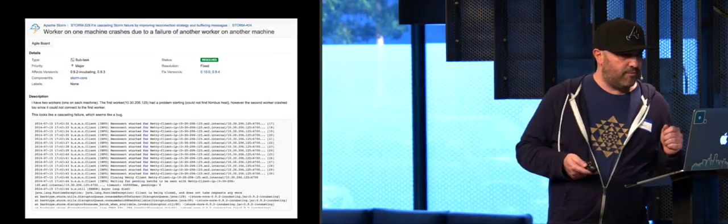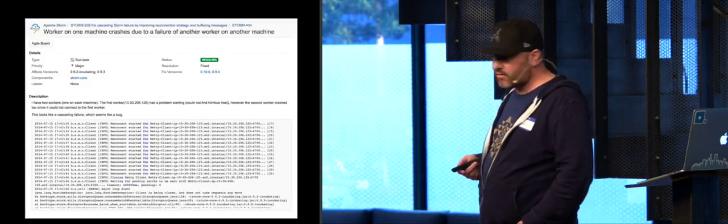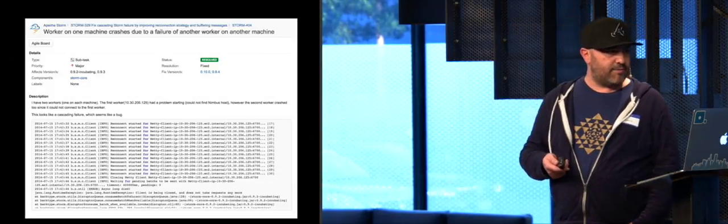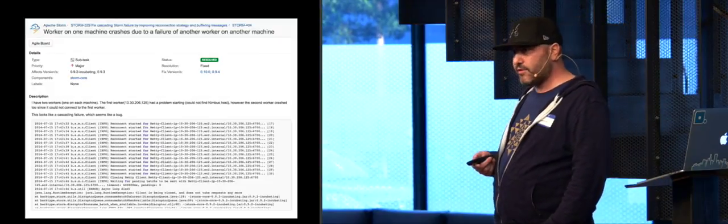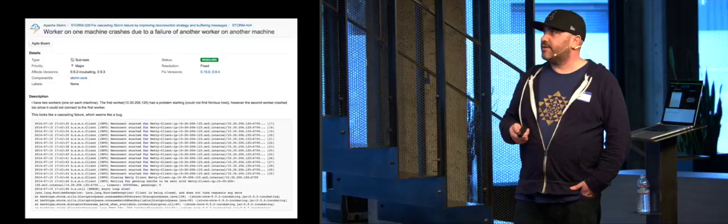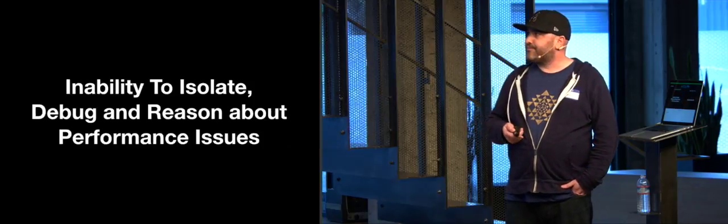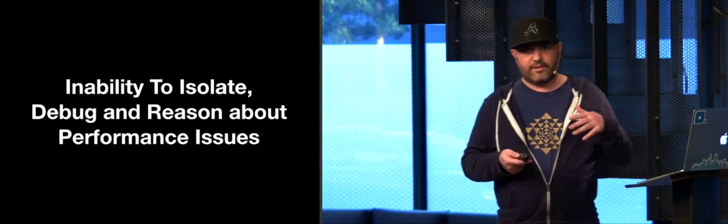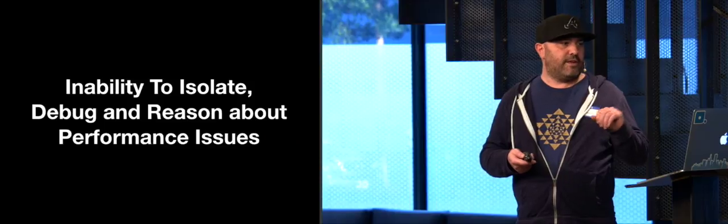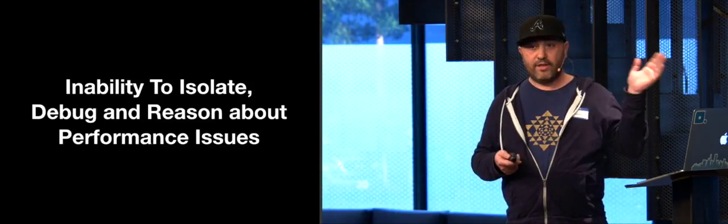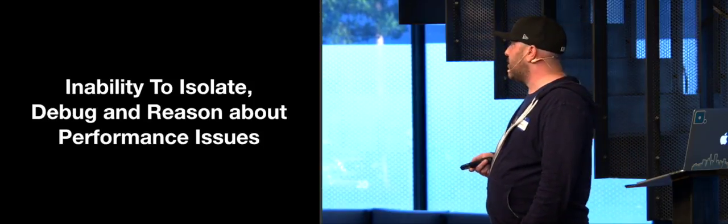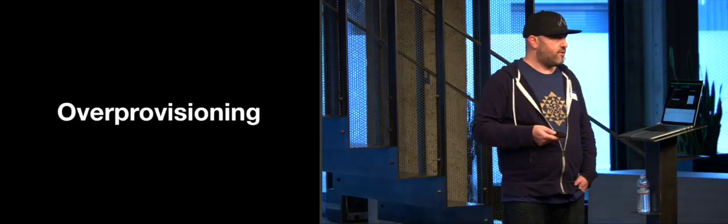That was bad, but it was really bad when this bug came about. This was a bug in Storm 0.9.2 or 0.9.3. Essentially any exception would kill the worker, and that caused cascading failures to all the other workers, and it would bring down your entire processing tier. But the big reason why we decided we needed to streamline what we were doing and make this easier to reason about was the inability to isolate, debug, and reason about performance issues. The way we tried to accomplish that with Storm was essentially over-provisioning.